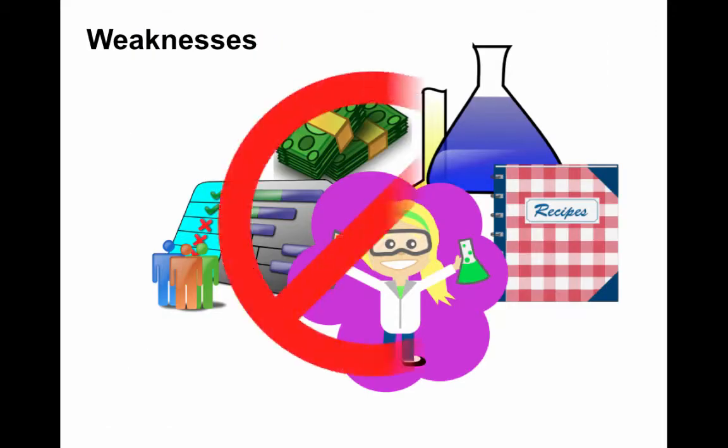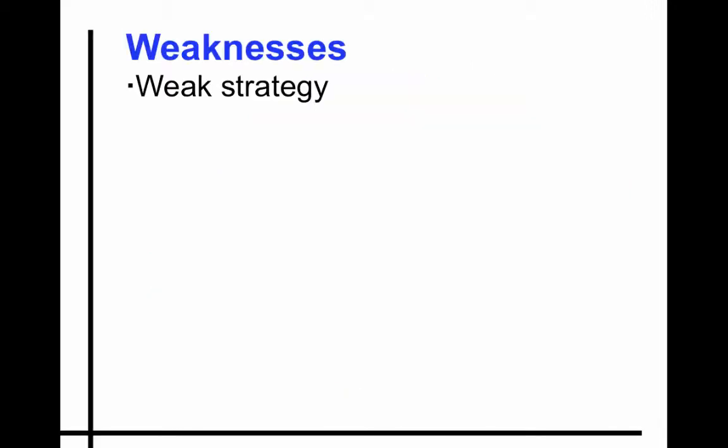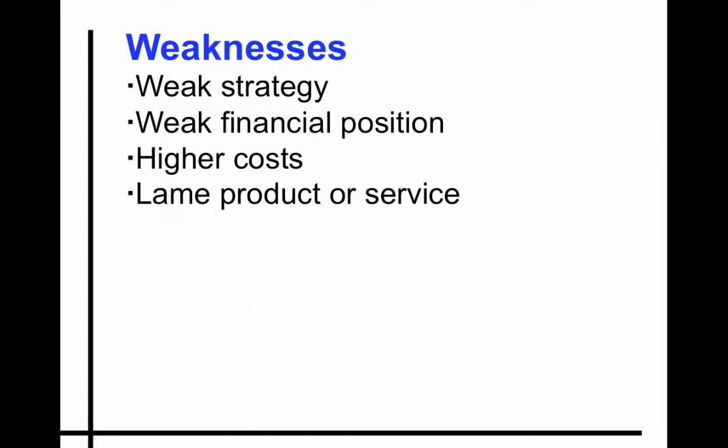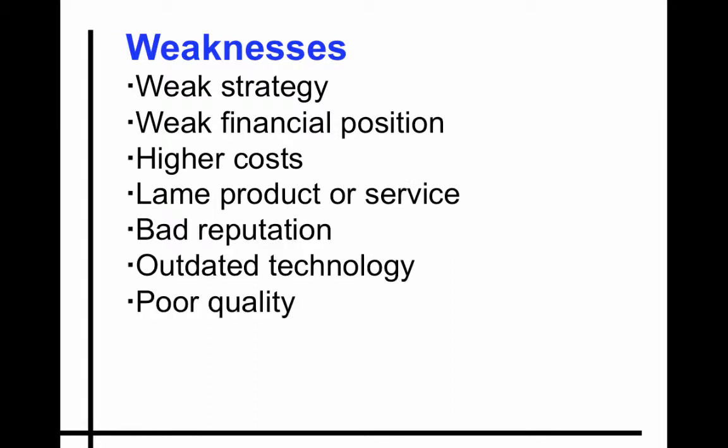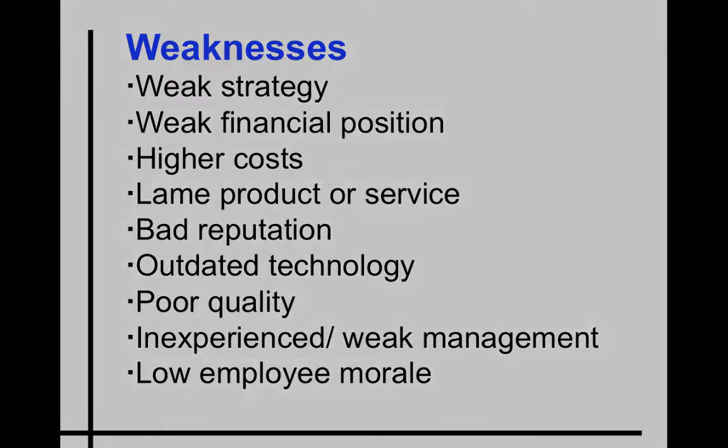A weakness is something a company lacks or does poorly in comparison to others. Examples of weaknesses: weak strategy, weak financial position, higher cost structures, lame products or services, bad reputation, outdated technology, poor quality, inexperienced or weak management, and low employee morale.